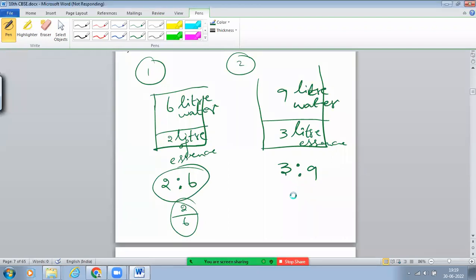Listen carefully, 3:9. We can express this 3:9 in the form of division, because a ratio can be expressed in the form of division. You all know that, right? So 3:9 can be expressed as 3/9.